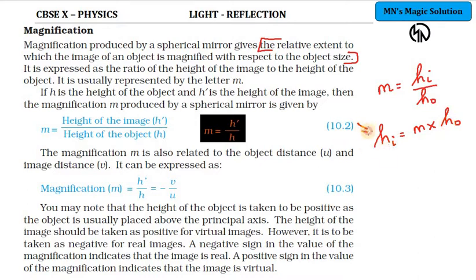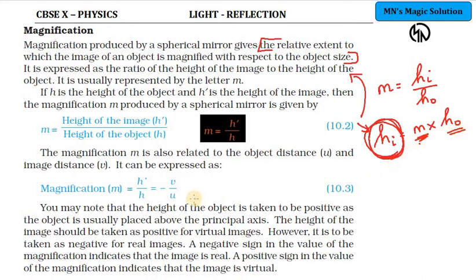This formula can be converted into a statement, and that becomes the definition statement for magnification. So it is the relative extent, or the number of times the height of the object has been multiplied in order to provide the height of the image. So that becomes the magnification. It is a factor of multiplication of the height of the object.